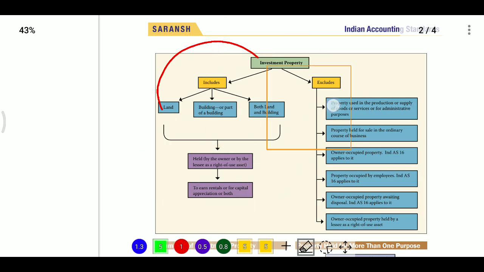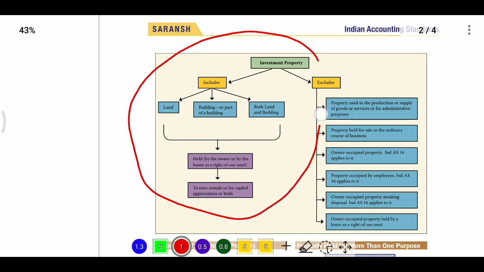Simply, the investment property definition will be: investment property means whatever land or building or both held for rental to others or for capital appreciation, or where we cannot determine whether it is PPE or investment property, then it will become investment property.